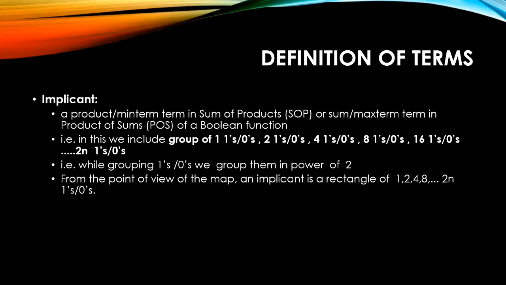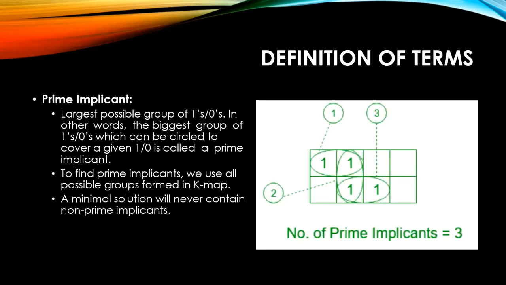When we group the implicants, we could create a prime implicant. A prime implicant is basically the largest possible group of ones and zeros that we could form on the given kernel map. In this example, the biggest group is 2, so it means we have 3 prime implicants: 1, 2, and 3.